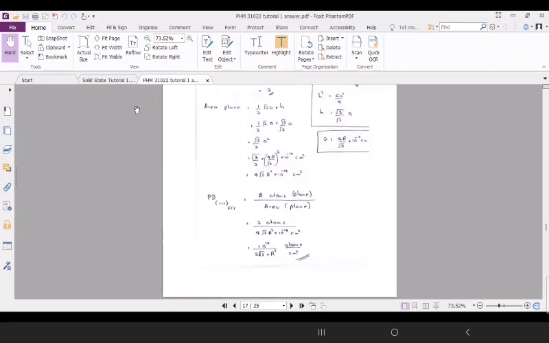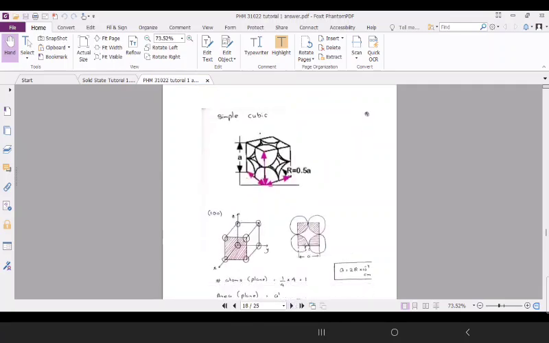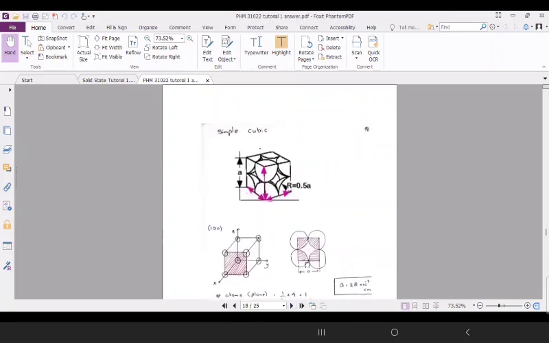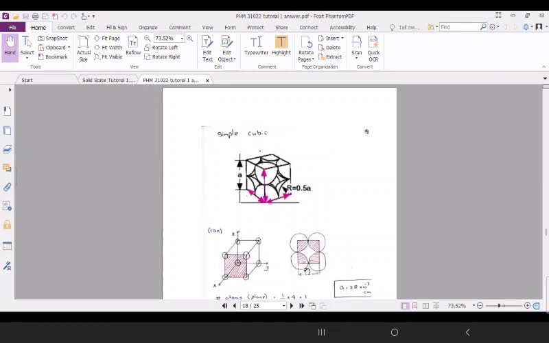So we can do this question for simple cubic as well, right? So can anyone do this question for me? Only 100. Do you have any idea?